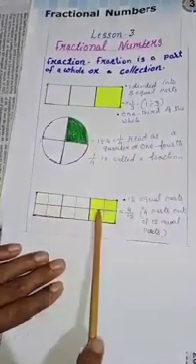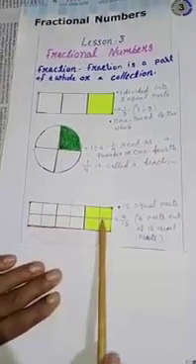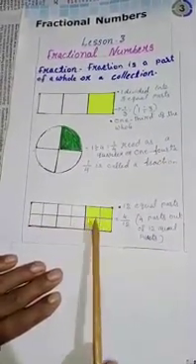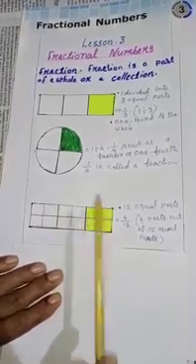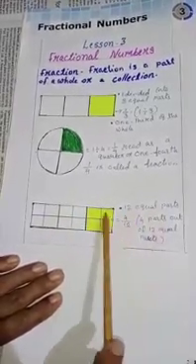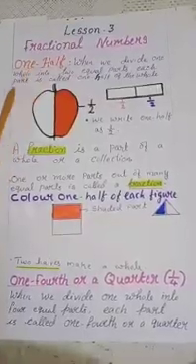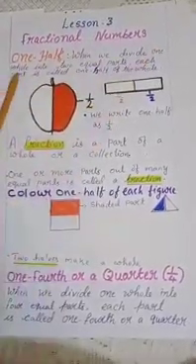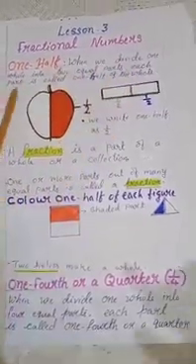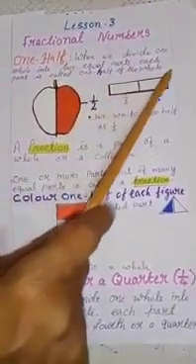In this figure you can see 12 equal parts. 4 parts out of 12 equal parts are shaded. So the fraction you write as 4 by 12. Now 1/2. When we divide one whole into 2 equal parts, each part is called 1/2 of the whole.